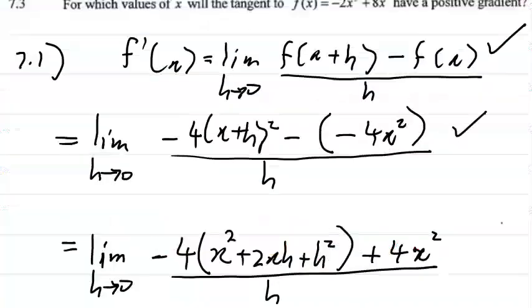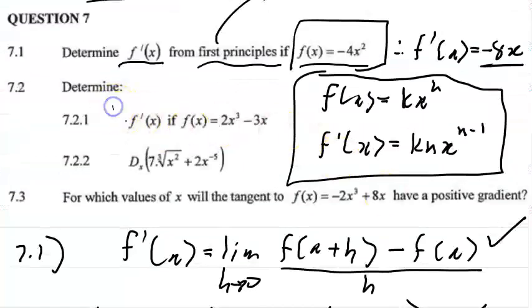Let's look at the next one. So in the next question, we have 7.2.1. Determine f prime x if f of x equals 2x cubed minus 3x. So here now, for these two questions, we have to use the formula, which I already wrote down here, which is if f of x equals kx to the n, then f prime x, which is our derivative, is going to be k times n times x to the n minus 1. So you're going to multiply your exponent or power here times the coefficient, and you're going to subtract 1 from your power or exponent. Okay, so let's have a look at that.